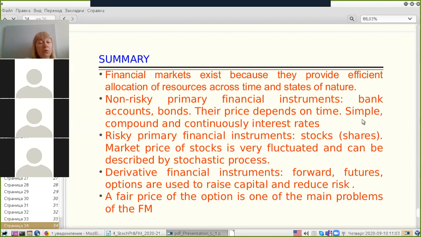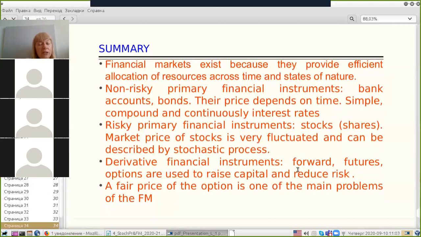And after today's lesson you should know about simple, compound, and continuous interest rates. Risky primary financial instruments are stocks or shares, it's the same. There are others, but we focus on stocks. The market price of a stock fluctuates strongly and can be described by a stochastic process. Derivative financial instruments are forwards, futures, and options, used to raise capital and reduce risk. A fair price of the option is one of the main problems of financial mathematics.